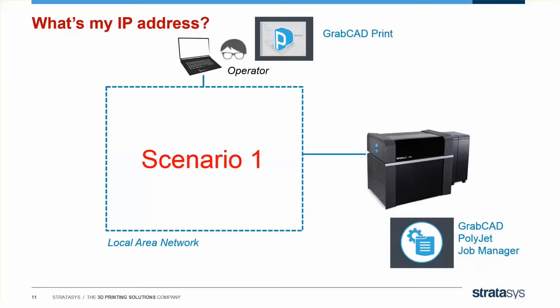But you say you don't know your IP address? For most installations on Scenario 1, GrabCAD Print should automatically find your printer on the network. But if it doesn't, you'll have to find your IP address manually. So this next step we're going to do on the embedded computer in the J750. So go back to the J750 and we're going to do an IP config.